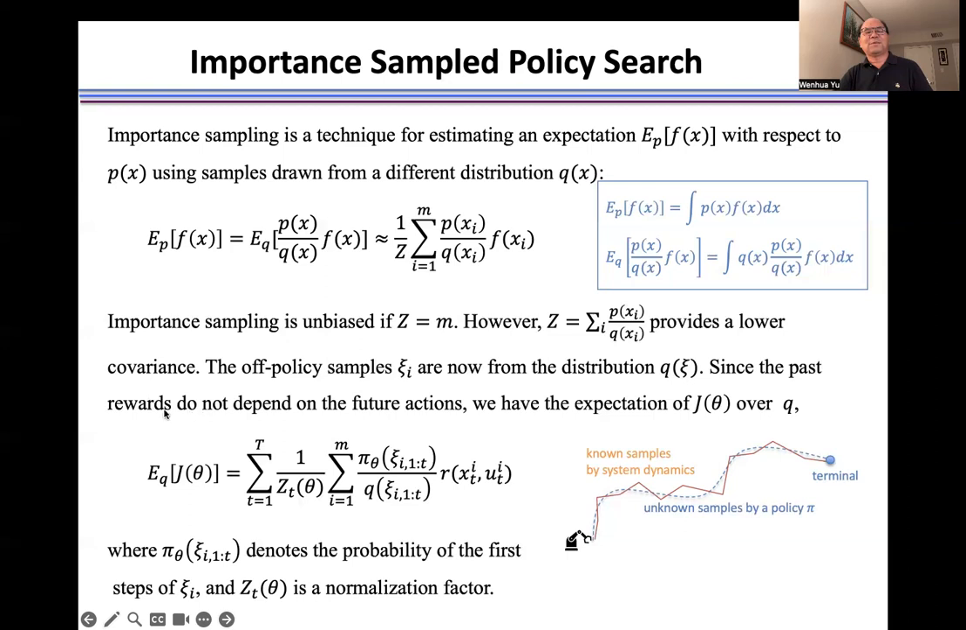Since the path reward does not depend on future actions, for each reward at time T we only use the policy before the current time T. That means, for example, for the robot problem, if we know the system dynamics approximation, we can iteratively optimize this system dynamics, and then we optimize the policy pi. Finally, we get the optimal pi.